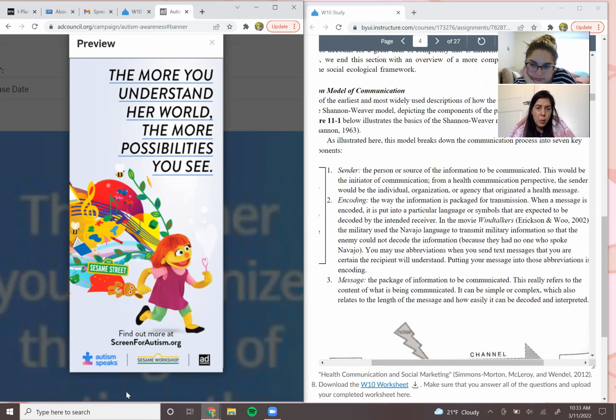Encoding would be English and the image. I think it's very bold, and the text says, the more you understand her world, the more possibilities you'll see. So you have to understand those with autism, because if you know Sesame Street, this is the character in the show that has autism. I didn't know. Yeah, she's representing autistic kids. She's got autism, and everyone still plays with her, and she's a little quirky, but she's still normal and everything.